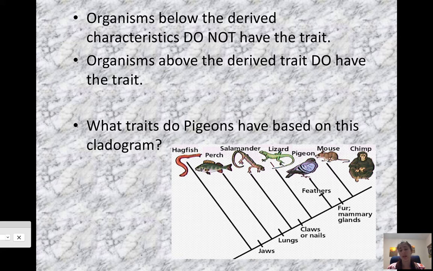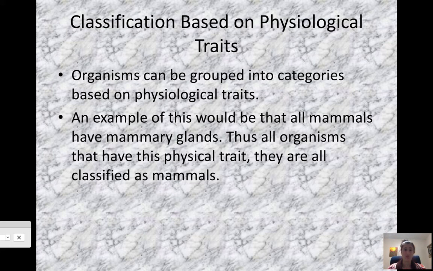So we can look at this cladogram and say, okay, what traits do pigeons have based on this cladogram? You know that they have claws or nails, lungs, jaws, and then they also have feathers because that's just on their line. But they don't have fur or mammary glands because, first of all, they're not mammals. But it's also because pigeons are below the fur and mammary glands trait line.